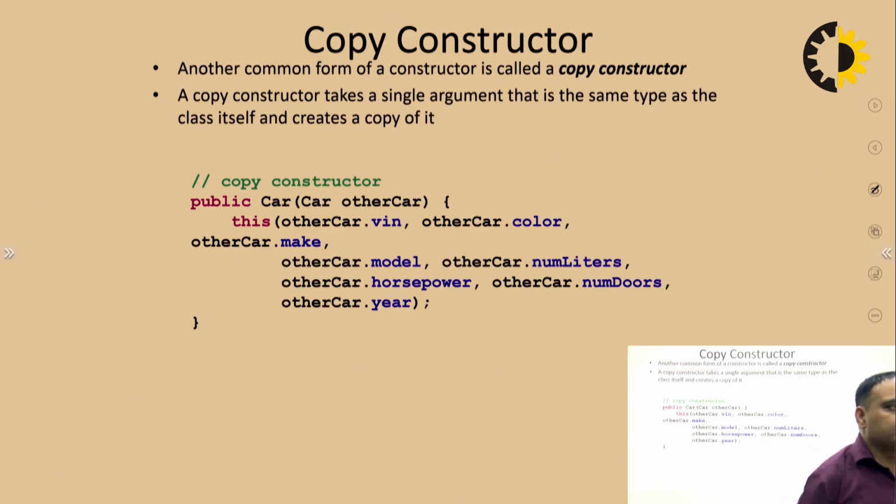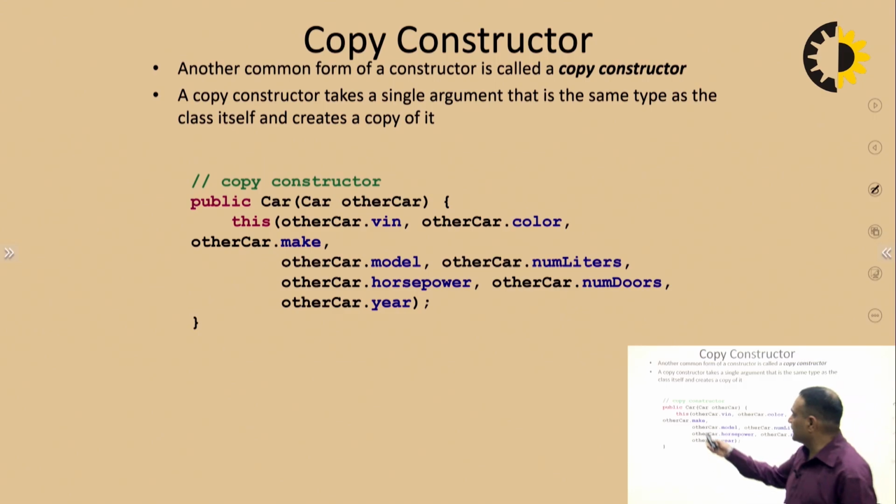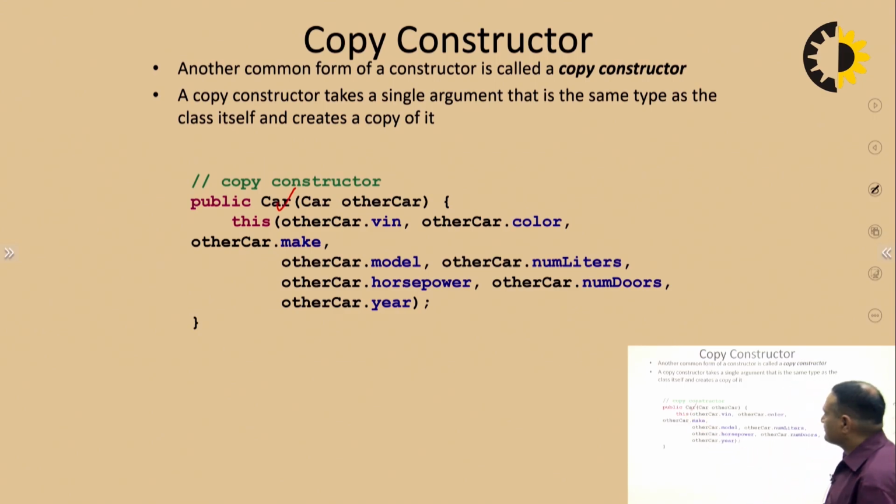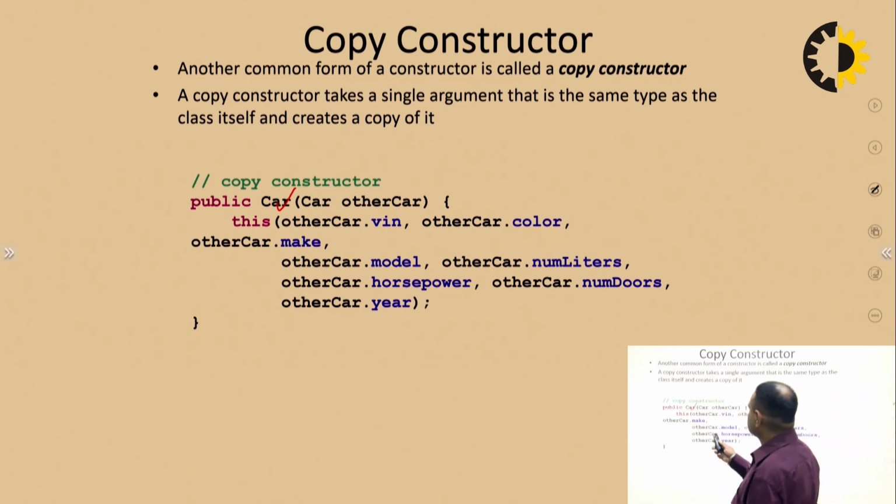In the source code you are using, here you can see that the constructor name is Car. Here you can see that Car is a constructor, and in this constructor we are passing the objects.